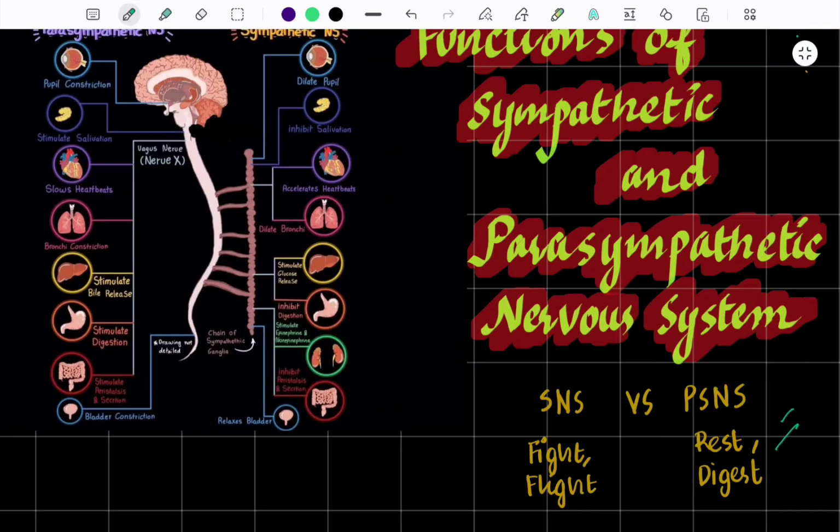So today I'm going to explain the functions of the sympathetic and parasympathetic systems, and along with that I will tell you the purpose of these systems in regulating the functions, right? I'm not just going to tell you about the functions, but I will also tell you the reason why something is increasing or decreasing under that system, right?